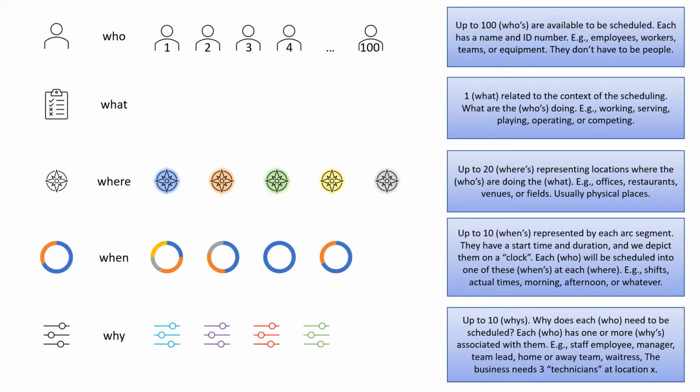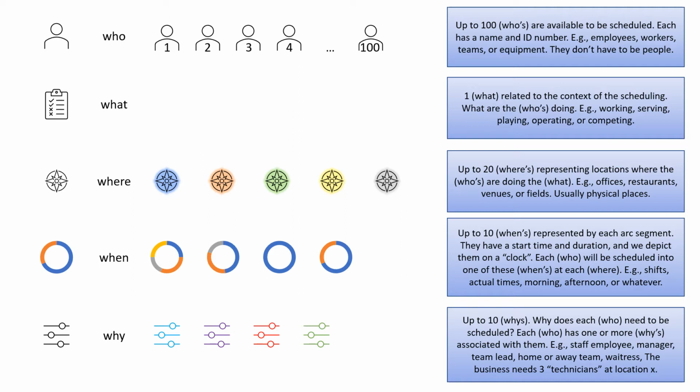So we try to follow what I've termed a who, what, where, when, why approach. And this next set of slides are just going to kind of illustrate that approach. So the who's, there can be up to 100 who's. Normally these are people, but as I said, it could be teams, could be equipment, could be anything that you decide are things that you want to get scheduled.